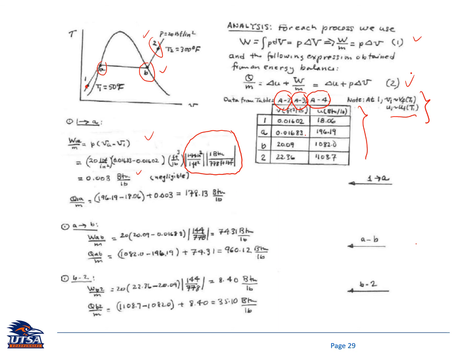And then you can calculate Q using equation 2 here. And then same thing, you can do it for the second process from A to B, and then from B to 2 here.